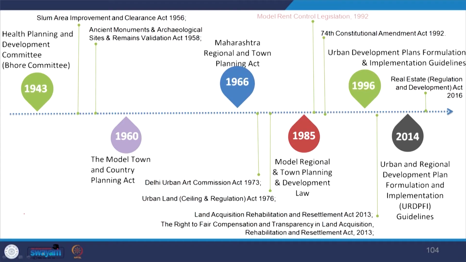In this period, we also see the Model Rent Control Legislation in 1992. We also see that the 73rd and 74th Constitutional Amendment Act was brought in this particular period. We also see the first Urban Development Plans Formulation and Implementation guidelines being introduced in year 1996.